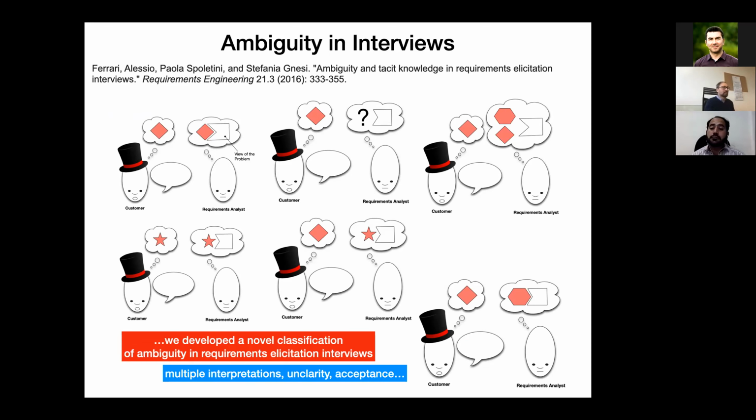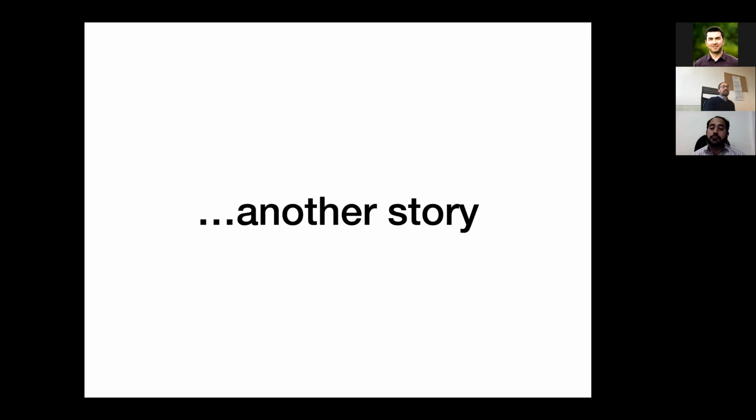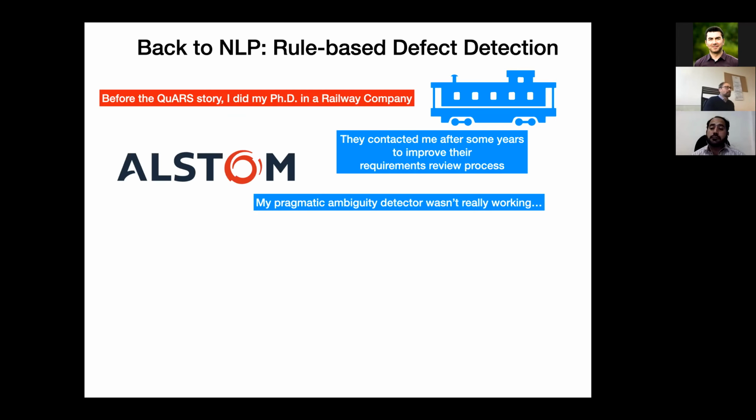And this is the paper that we published first at RE and then in the Requirements Engineering Journal. And I invite you to read the paper, because I think it has a lot of interesting examples and cases, and the classification covers many cases that you can encounter also in your daily life, okay? Let's go to another story. This goes a bit beyond NLP. So let's go back to NLP.